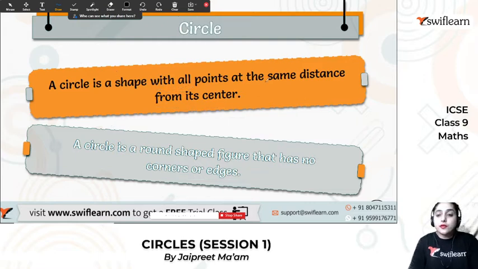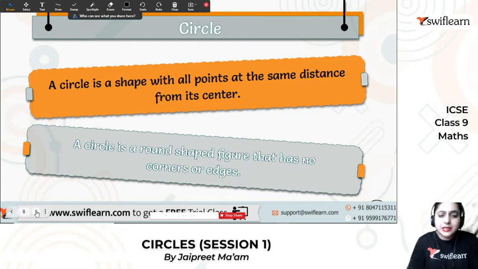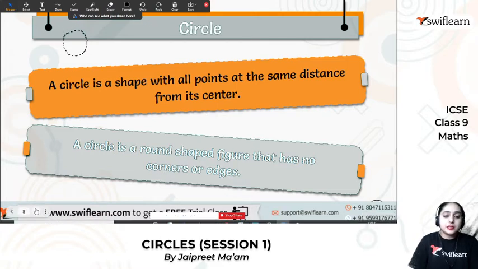A circle is a shape with all the points at the same distance from the center. So this is a circle, and this is a center, and these are the points on the circle. That means this length, this length, this length will be the same. If it's 1 centimeter, it will be 1, it will be 1, and it will be 1 centimeter. Okay, this is the basic definition of the circle. Now remember, a circle is formed of so many points, infinite points. When we join them together, we get a shape, that is a circle.